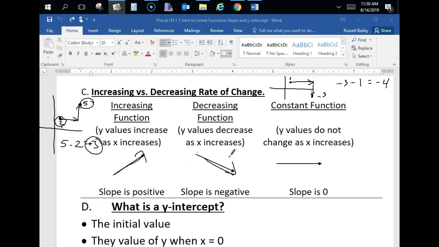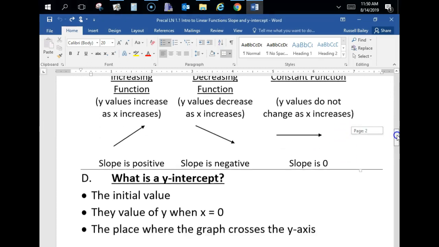So if the y values are increasing from left to right, then it's increasing, and your slope will be positive. If the y values are decreasing from left to right, then it's sloping downwards, and the slope is negative. Now, if your y values don't change, like here, if I run to the right and I didn't go up at all, then my slope is 0, right? Because y2 minus y1 would be 0. They're the same. So in that case, the slope is 0. That's called a constant function. So that's just what increasing and decreasing and constant means.